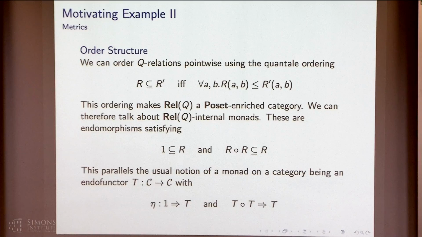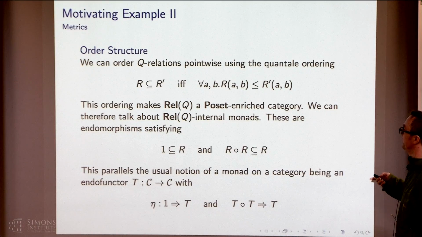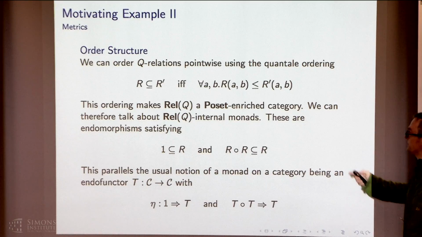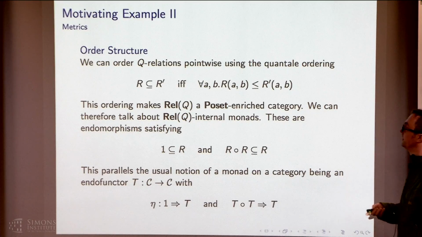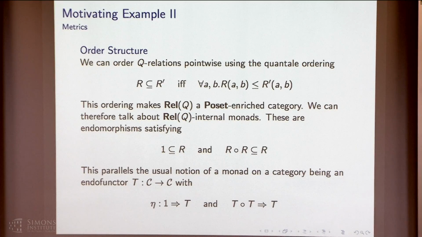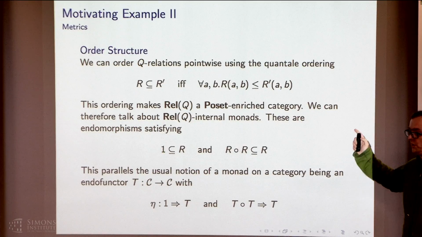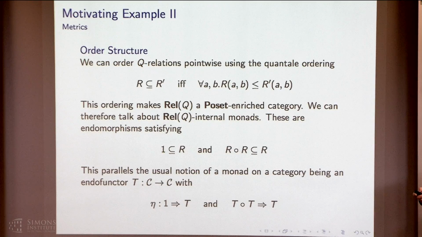Okay, so we can put an order structure on the relations in this category in a completely straightforward way. We just order things pointwise using the quantale order. And in fact, this makes our category into a poset enriched category. So once we've got a category of that type, effectively it's a two category now, then we can talk about internal monads, which we seem to be going further and further away from this metric thing. We're going to converge in the next slide on the solution.